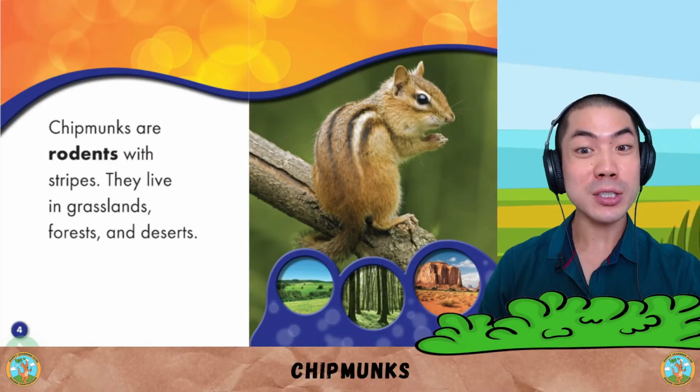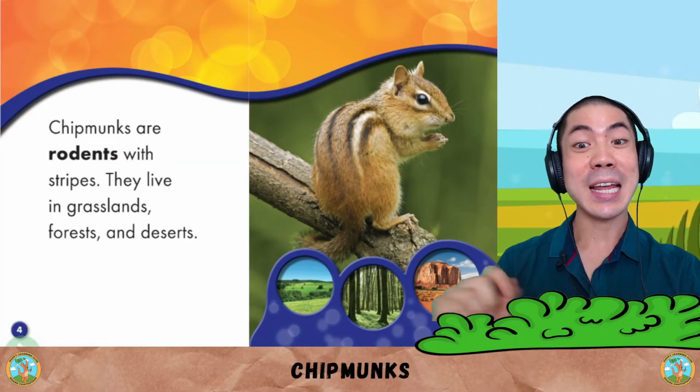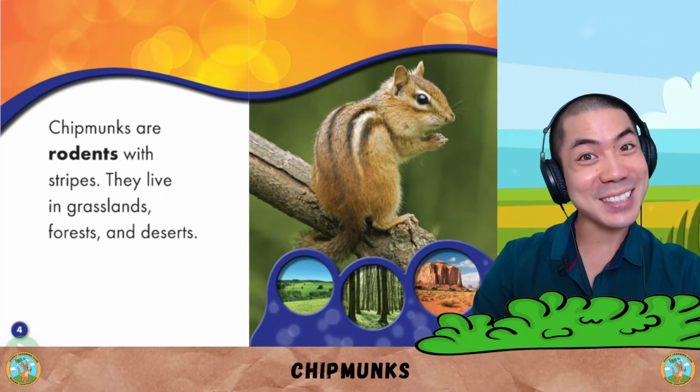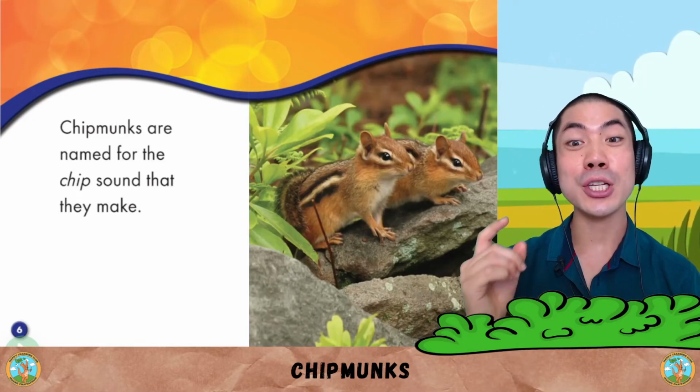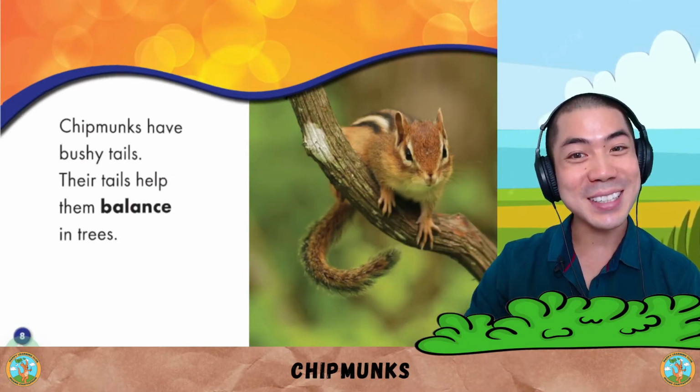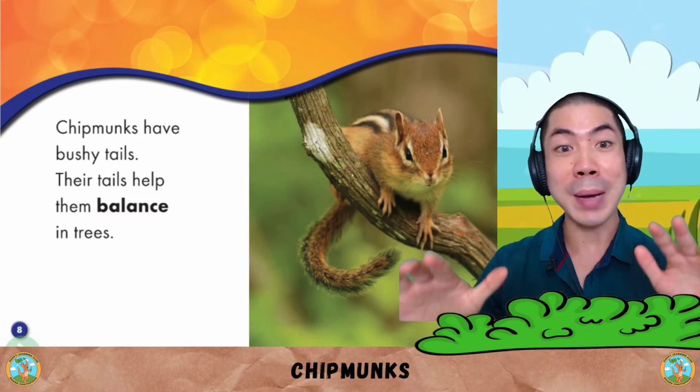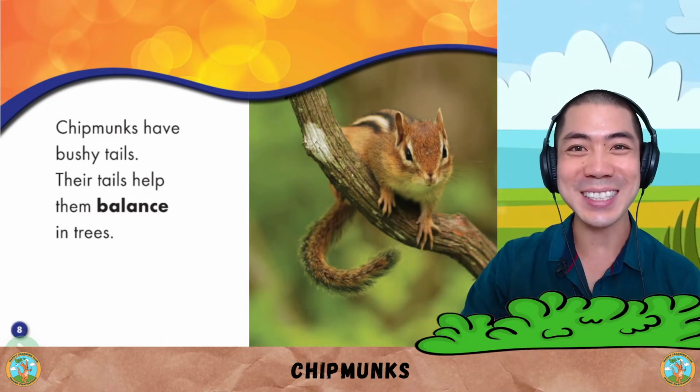Chipmunks are rodents with stripes. They live in grasslands, forests, and deserts. Chipmunks are named for the chip sound that they make. Chipmunks have bushy tails. Their tails help them balance in trees.